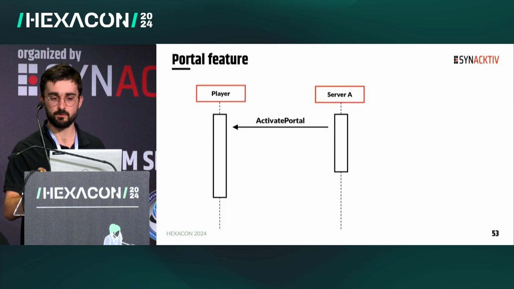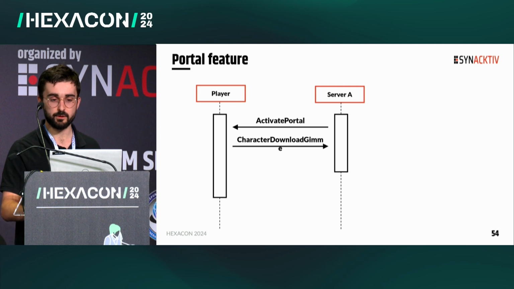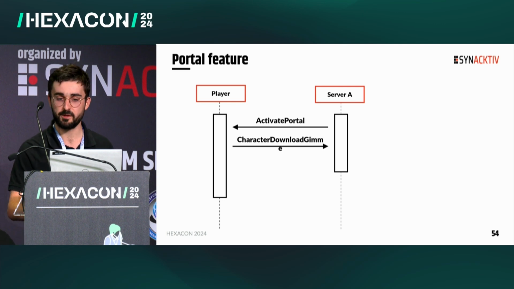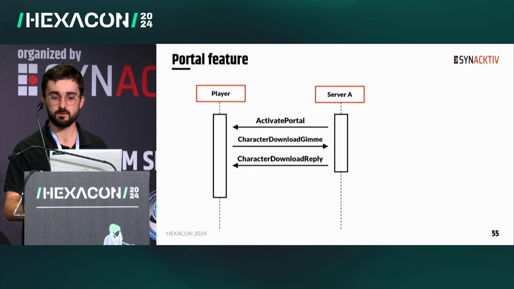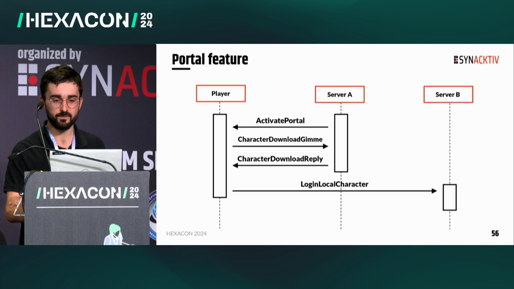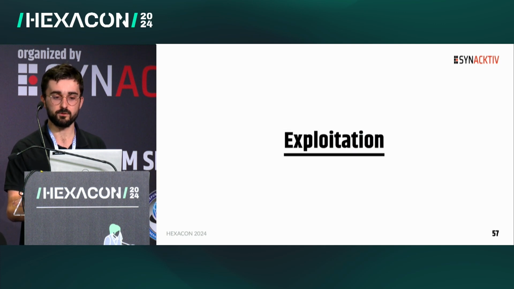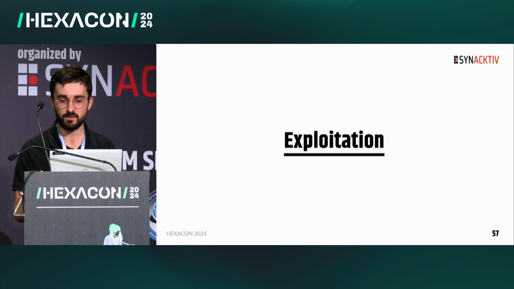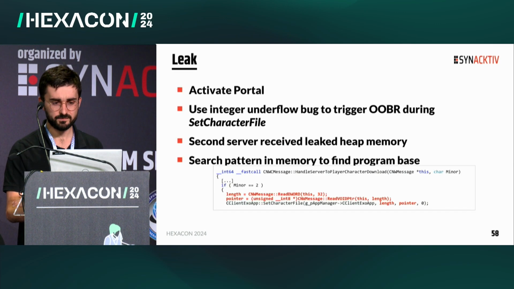So when a server sends an activate portal message, the client will request the character file, and the server will send the character file to the client, and the client will save it into a temporary memory buffer. After, the client connects to the second server and sends the character file. So now let's move to the exploit part.